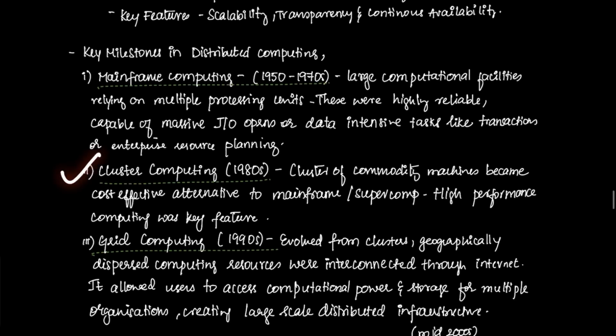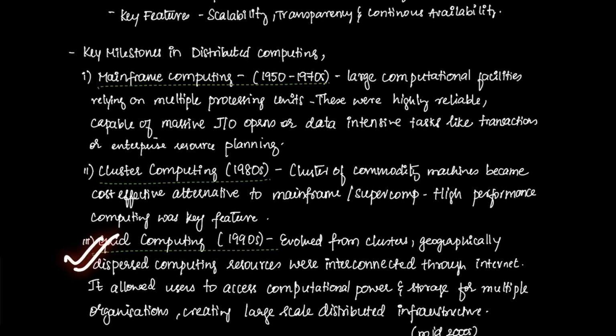Next, we have cluster computing. Cluster computing was used in the 1980s. With the advancement in technologies, clusters of commodity machines became a cost-effective alternative to mainframes and supercomputers. High performance computing became accessible to a broader group, including small research labs or universities and so on. Cluster computing laid the foundation for modern distributed computing, contributing to the development of tools like parallel virtual machine, message passing interface, and so on.